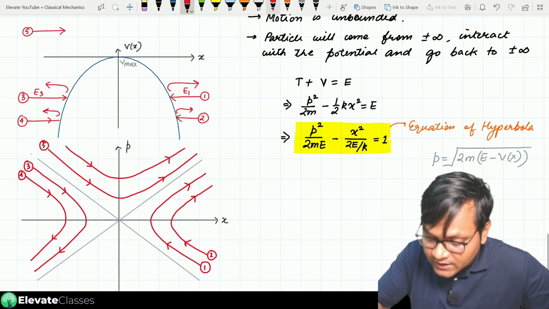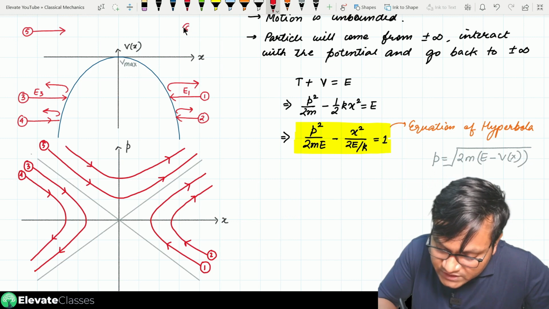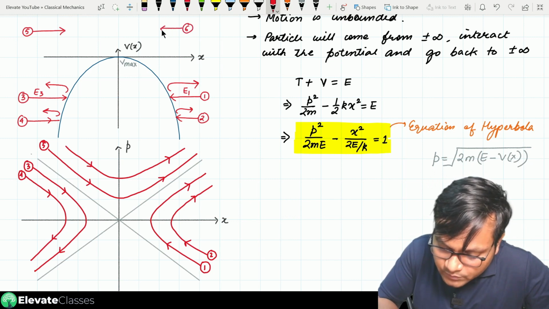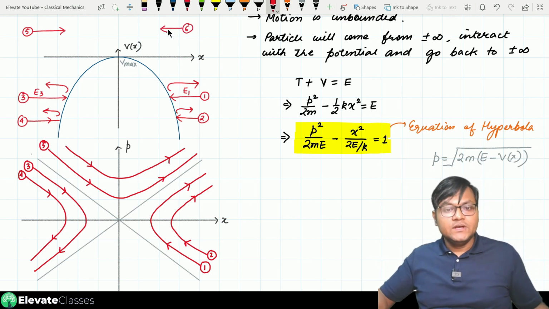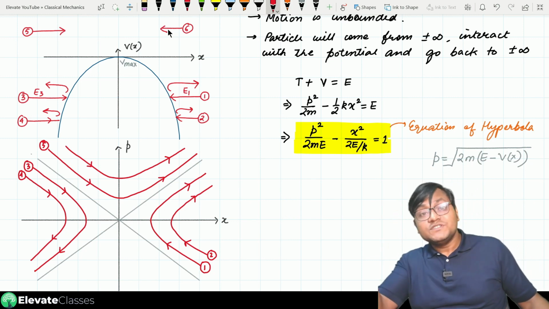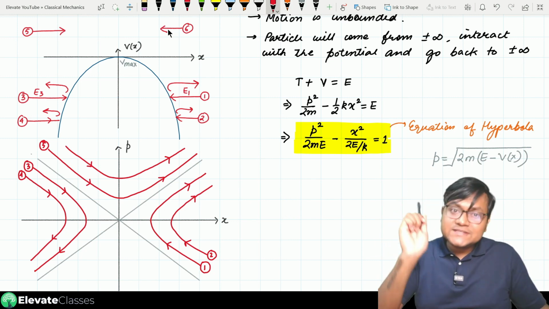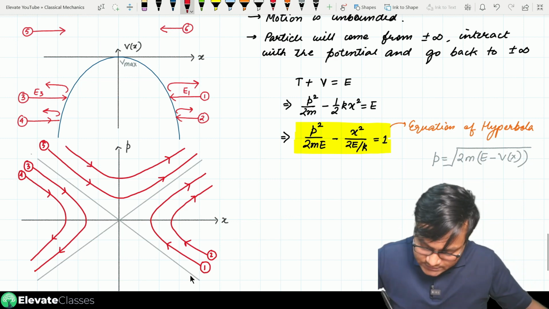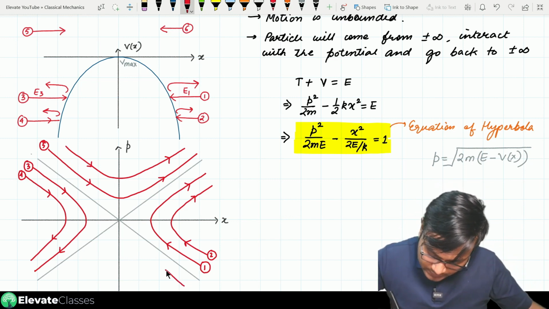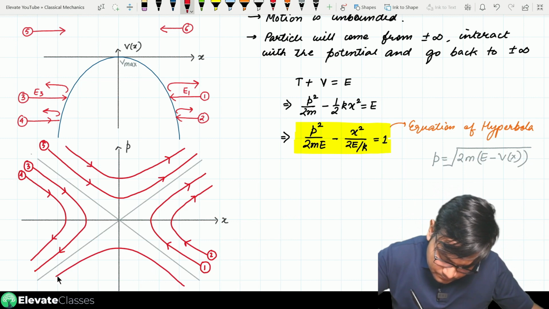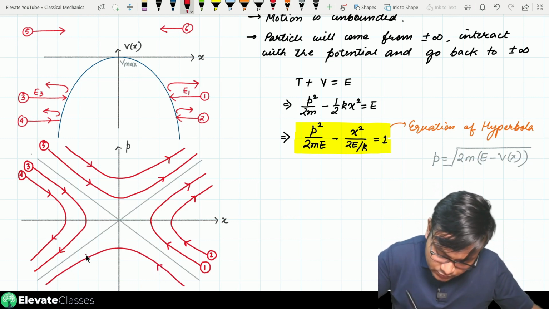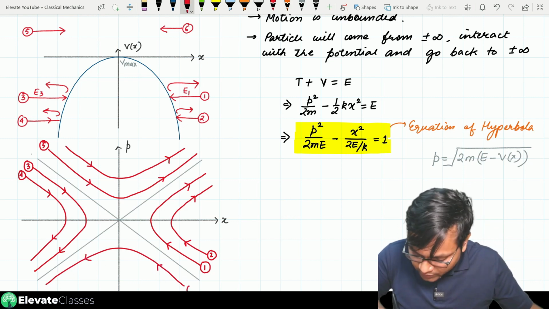If I take another particle, let's suppose particle number 6 coming from the right, going towards the left, it is going from positive infinity to negative infinity, but momentum is always negative, keep in mind, because it is always directed along the negative x-axis. So for that, here we will have a hyperbola. This is the hyperbola corresponding to that. Okay, so this is point number 6.